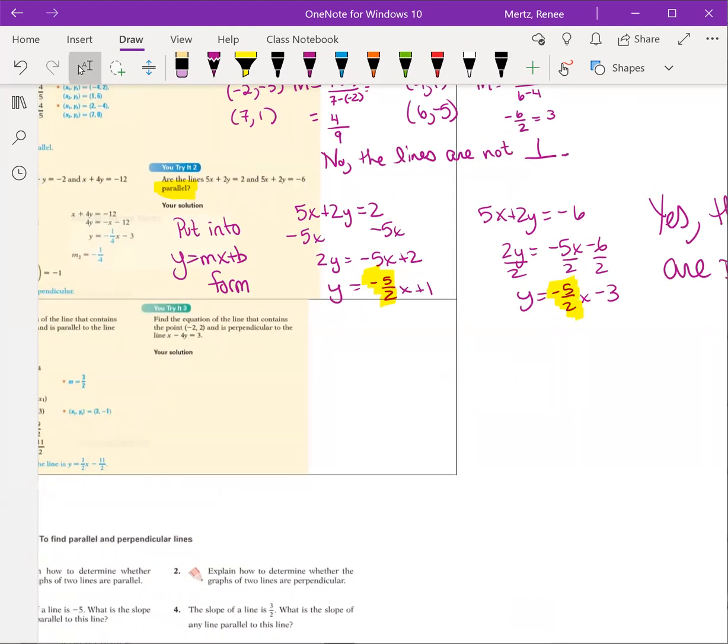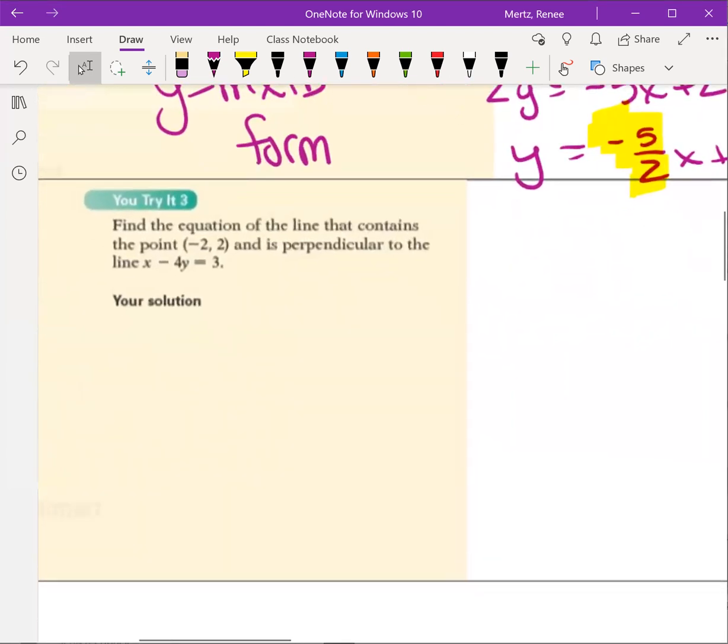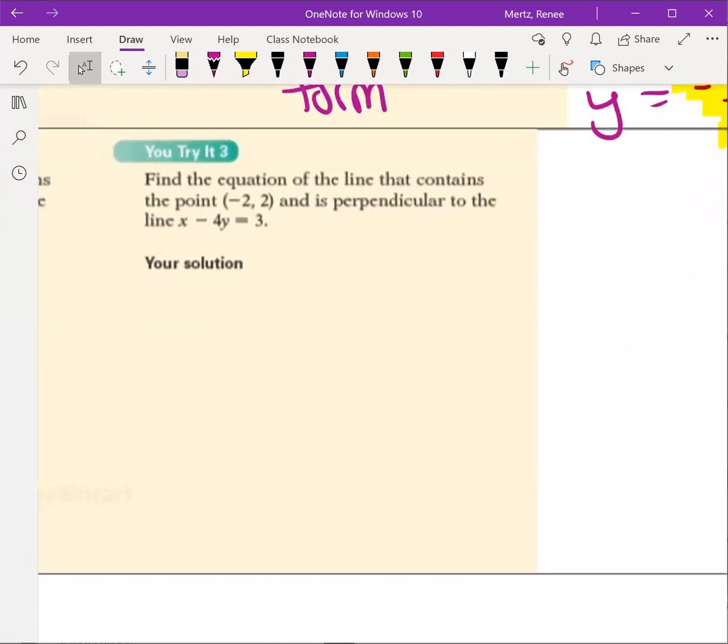You try 3. You try 3 is a little more extreme. This is our hardest example yet. Find the equation of the line that contains the point negative 2, 2 and is perpendicular to the line x minus 4y equals 3. So here's our procedure. Step 1 is to find the slope of the line given.